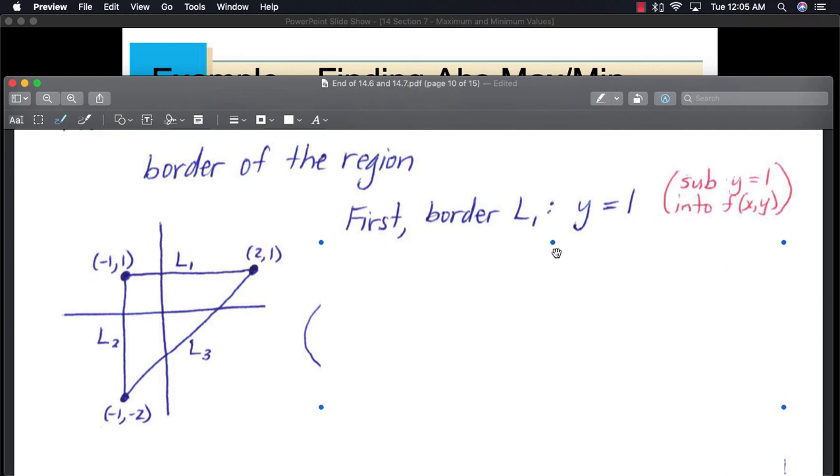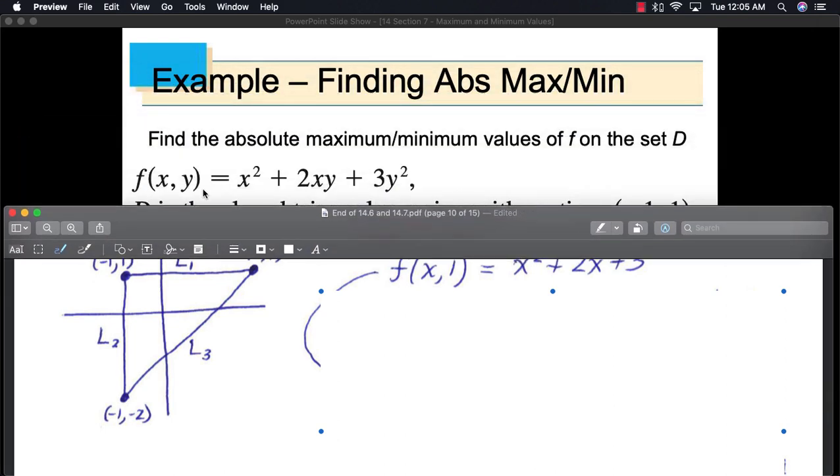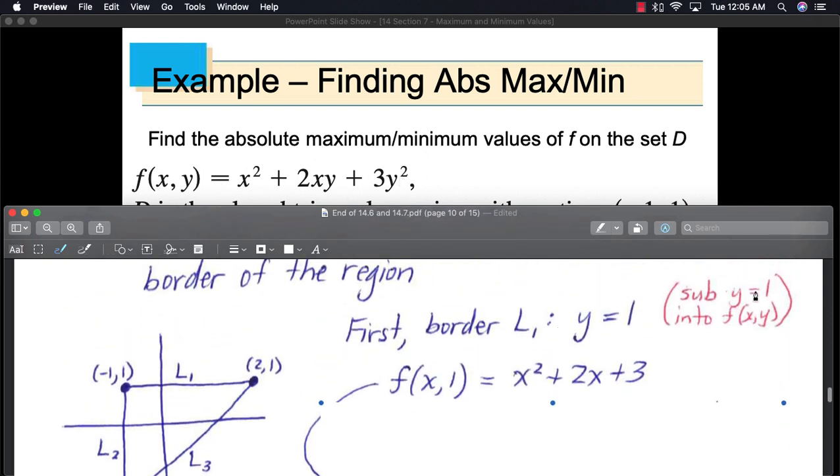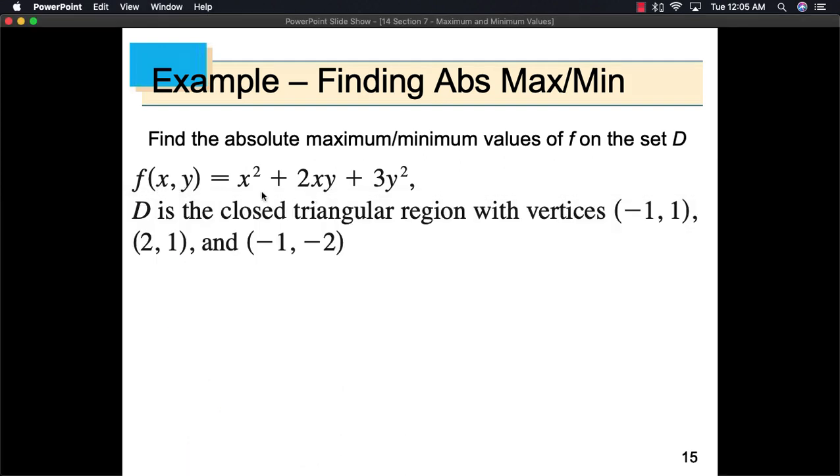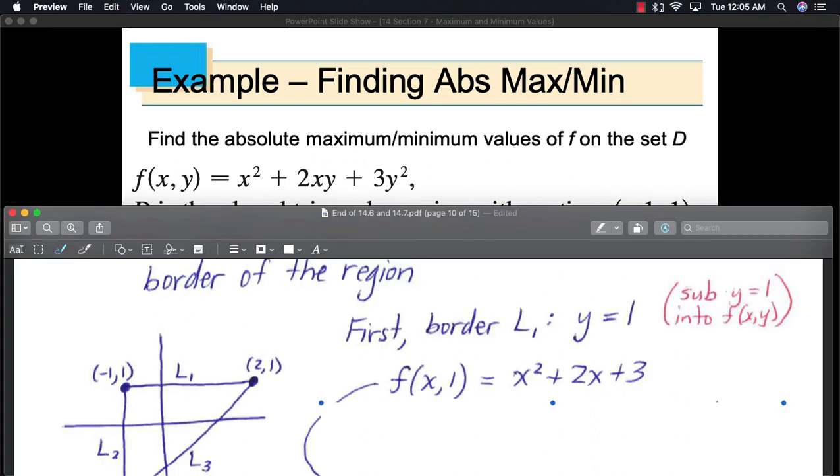Well, as I said before, we will be substituting these values into previous relationships. In this case, we're going to substitute y equals 1 into the original function given to us, this guy right here. So wherever I see a y, I'm going to replace it with the number 1. So f of x, 1 is x squared plus 2x times 1 plus 3 times 1 squared. Once you plug that in, you end up with x squared plus 2x plus 3.